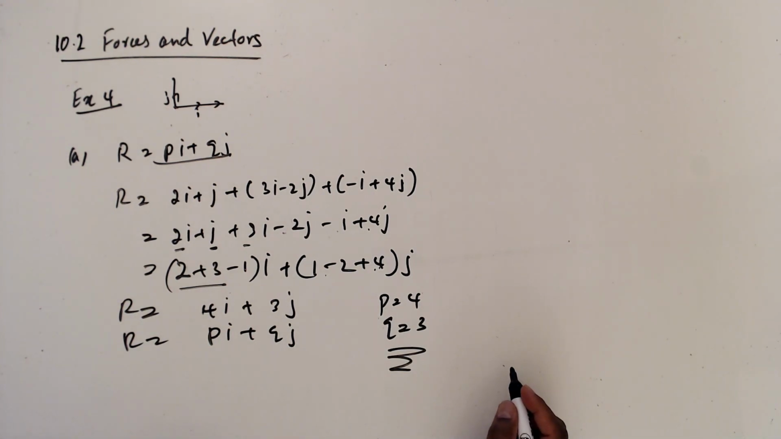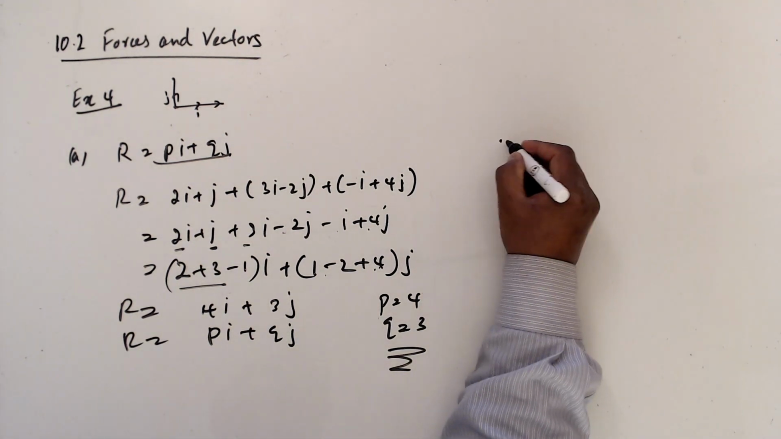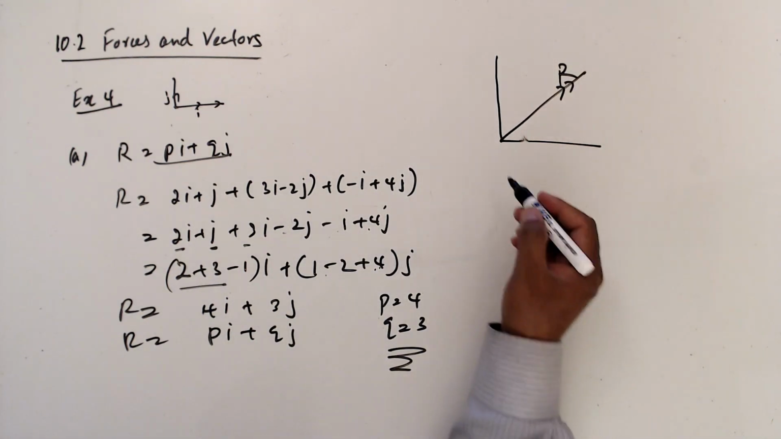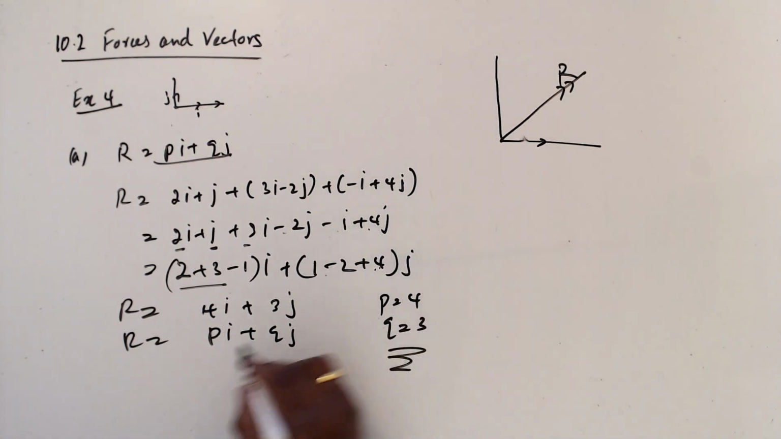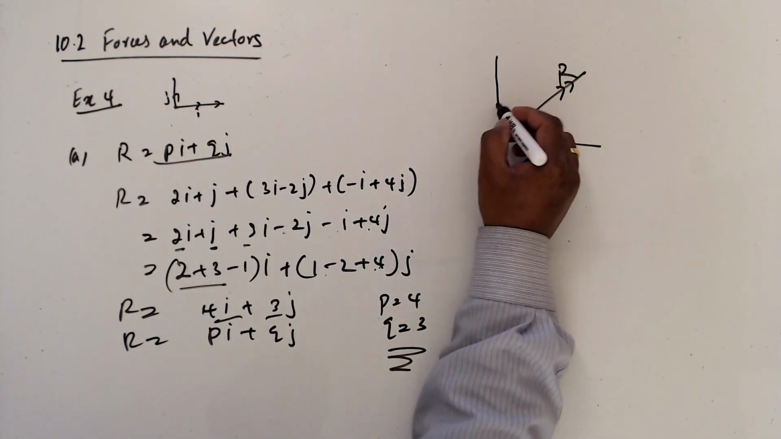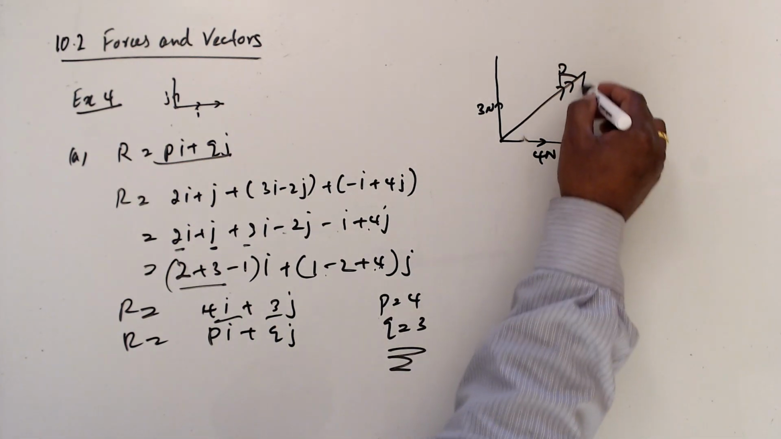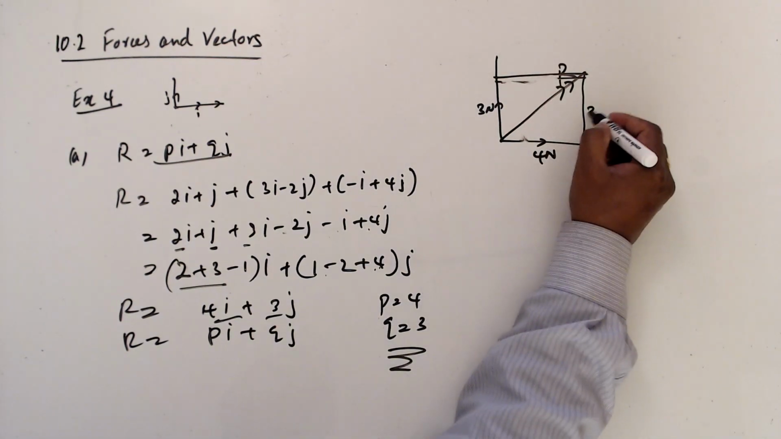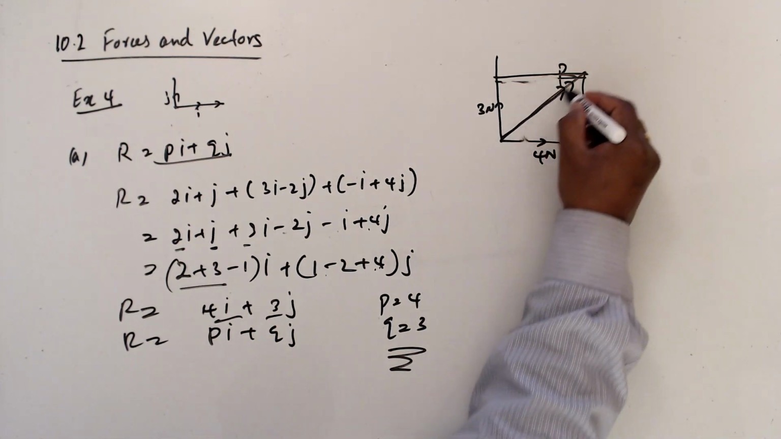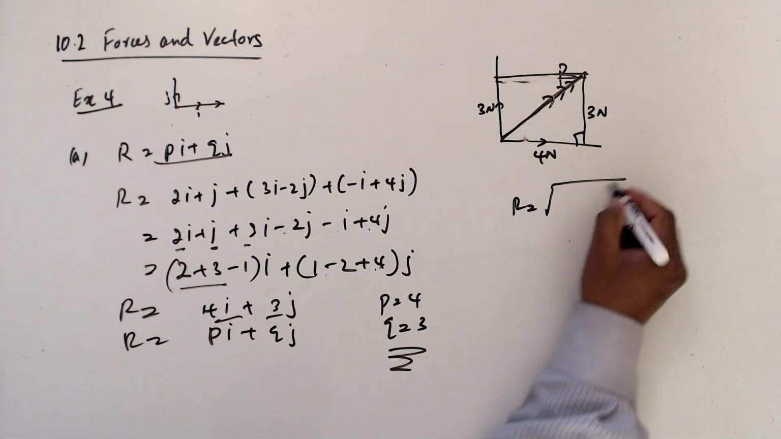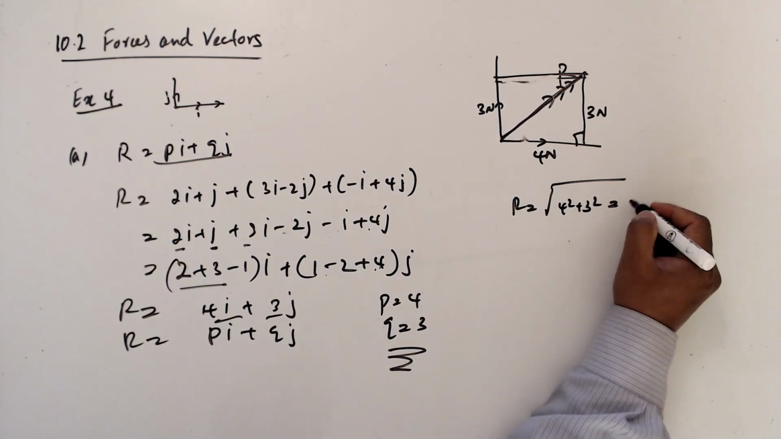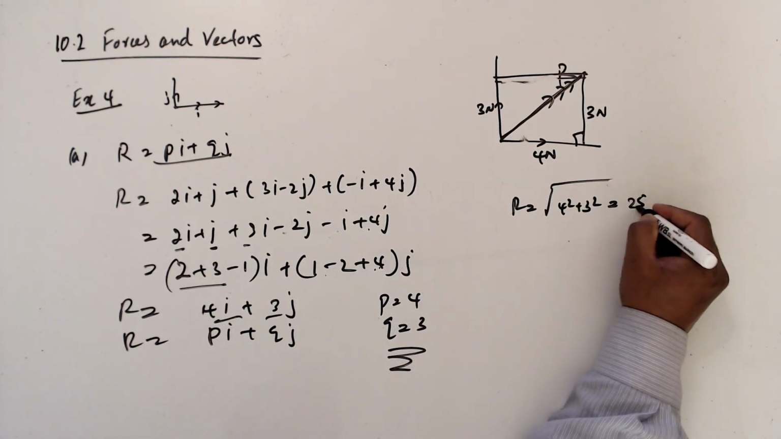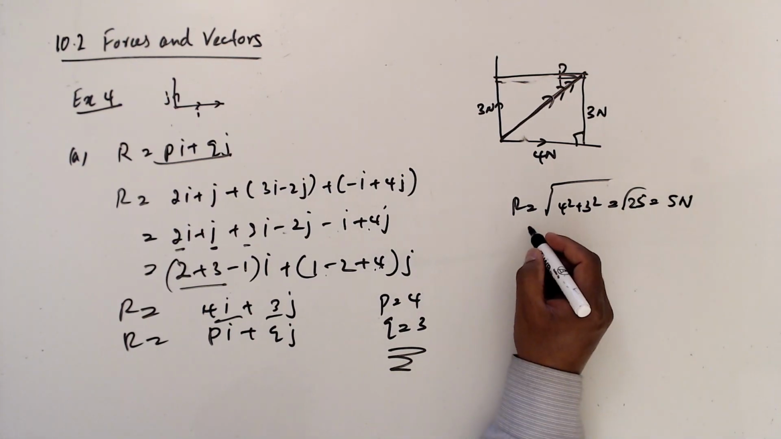Part 2, work out the magnitude and the bearing. So this is the particle. It has a resultant force R. This R we represent as 4i plus 3j. So this is 4 and this is 3 Newton. So R is the square root of 4 squared plus 3 squared, which is the square root of 25, that is 5 Newton.